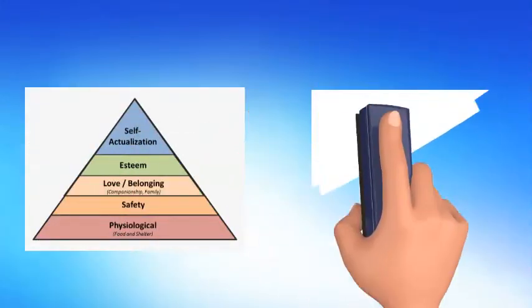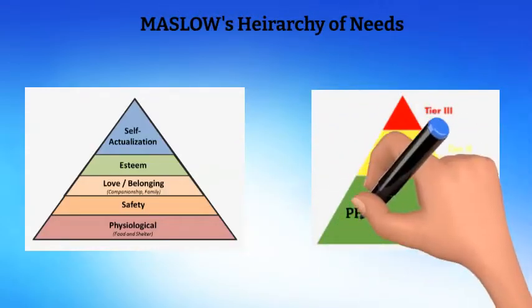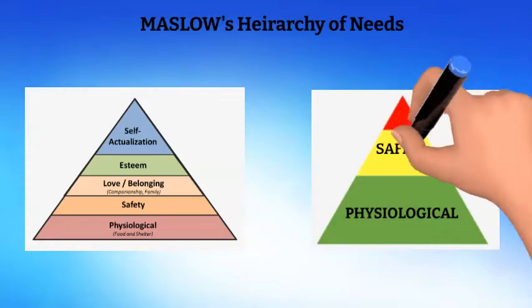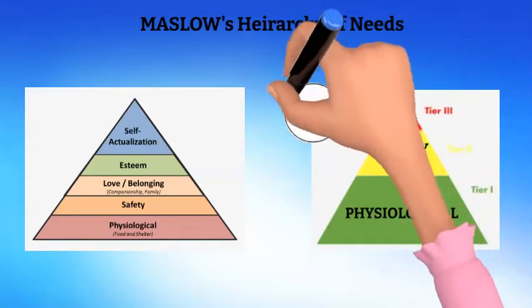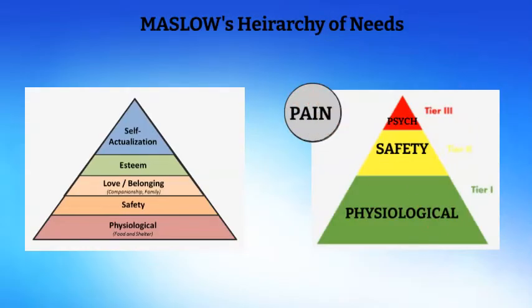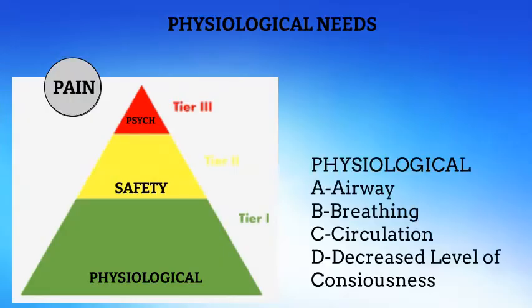Now, Maslow's hierarchy has 5 sections, but we're going to make it a little bit easier and condense it into 3: physiological, safety, and psych. Then off to the side, we're going to keep pain just in the back of our minds, and we'll talk more about that in a minute. Let's start at the base with physiological needs.